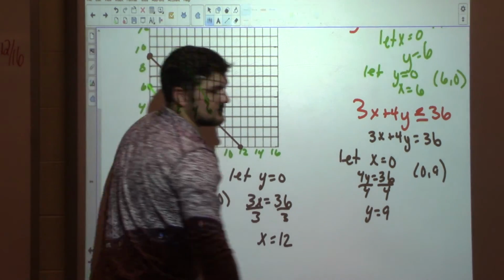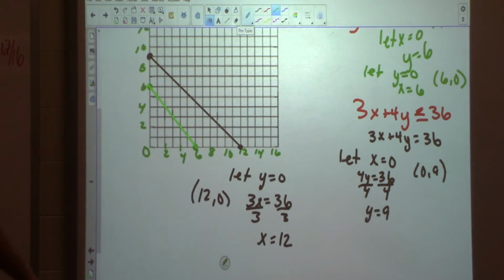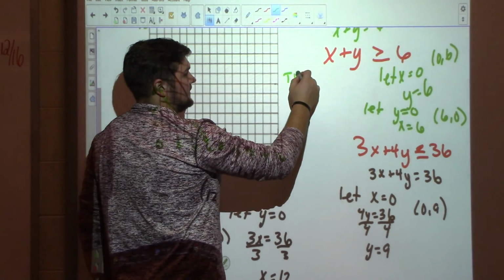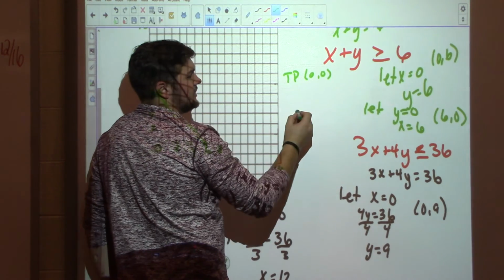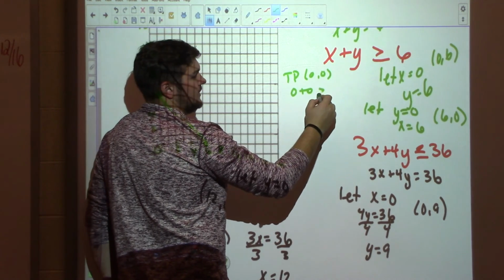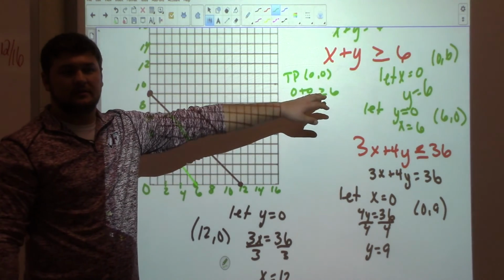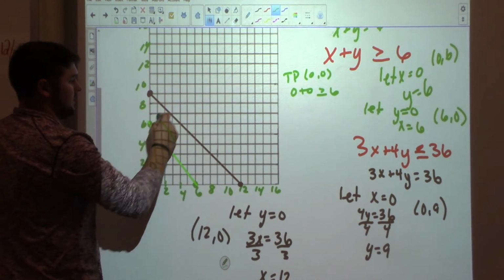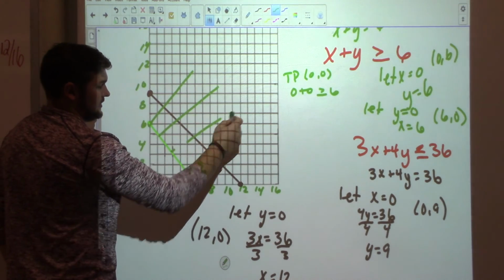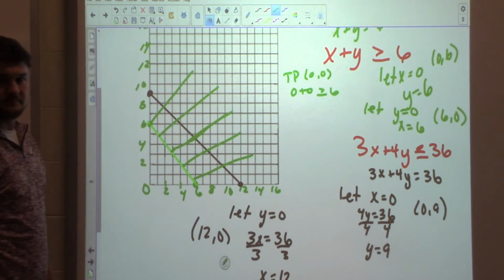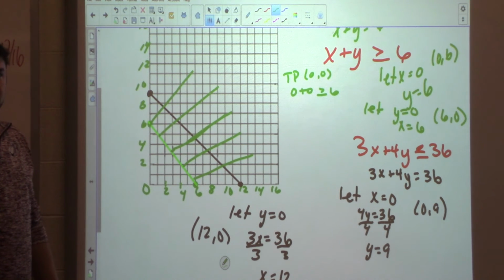Oh, I didn't shade the first one, did I? Did not. So, the first one, if I do a test point of 0, 0, I get 0 plus 0 greater than or equal to 6. No. That's false, right? So if I shade away from 0, 0, this first line goes this way.